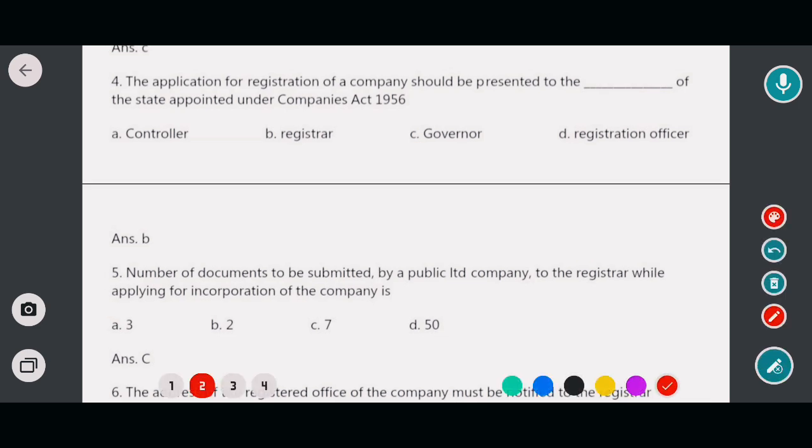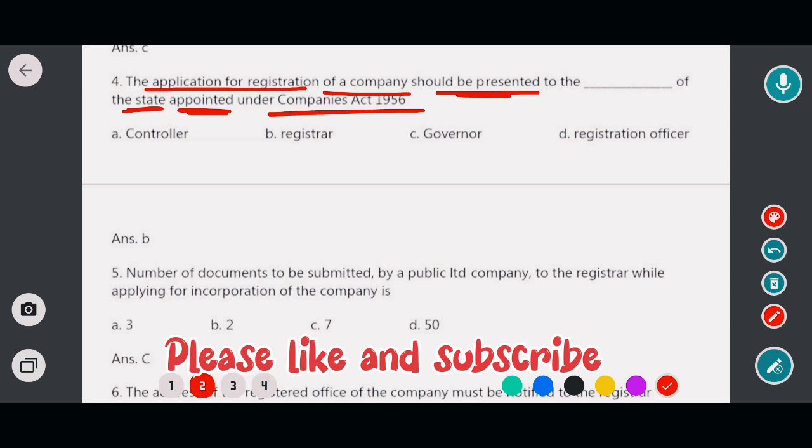Next question is the application for registration of a company should be presented to the dash of the state appointed under the Companies Act 1956. So in this case the options are option A controller, option B registrar, option C governor, option D registered officer. So in this case the correct option would be option B, that means registrar.